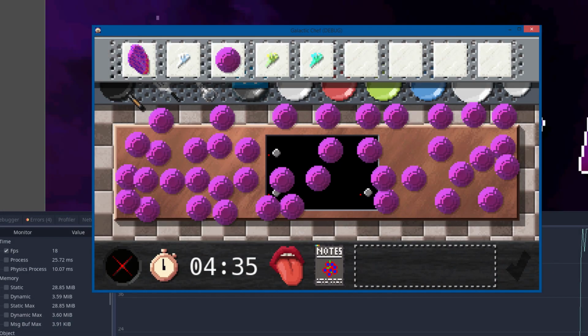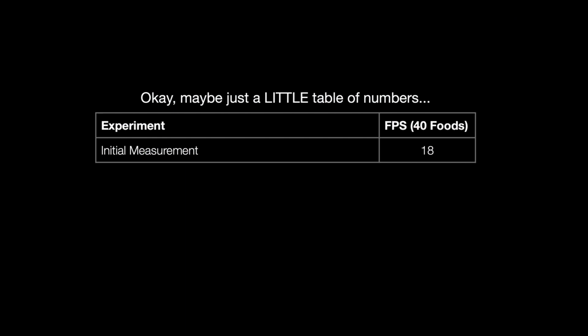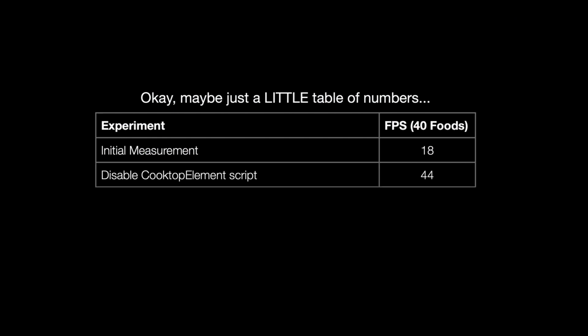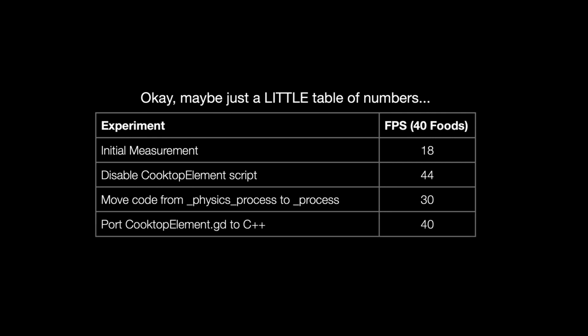With 40 food objects, I was running at 18 frames per second initially, and if I just turned off the cooktop element script, it went up to 44 frames per second. More interestingly, when I moved that function from physics process to process, that got me up to 30 frames per second, which is still a pretty big difference. Then I ported it to C++ and I got back up to 40 frames per second.